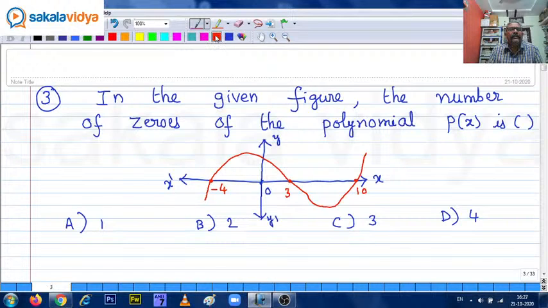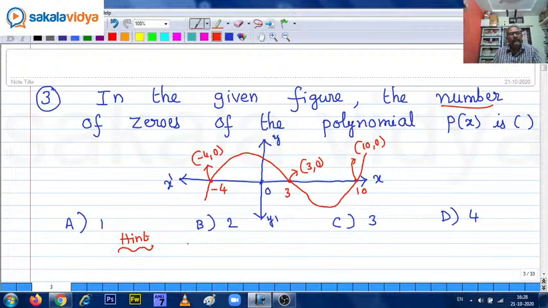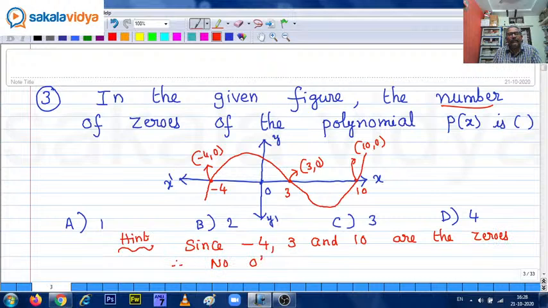See, it cuts the x-axis at this point -4, 0, this point 3, 0, and this point 10, 0. That means -4, 3, and 10 are the zeros of the polynomial. Number of zeros means how many we have? 3. So the hint: since -4, 3, and 10 are the zeros, the number of zeros is equal to 3, because it cuts the x-axis at 3 different points. So option C is the right option. Sanjana, absolutely correct.